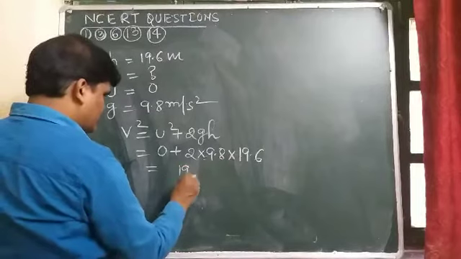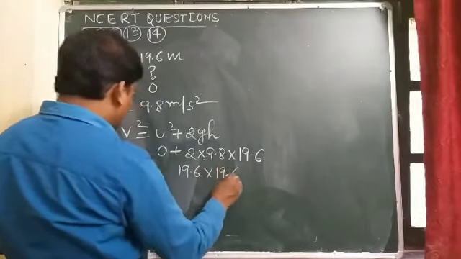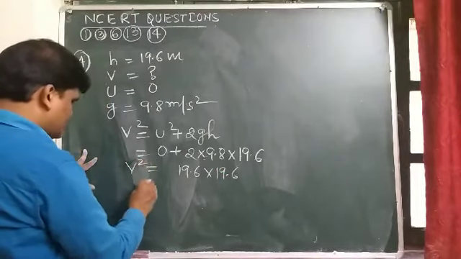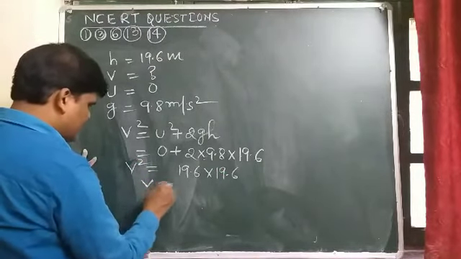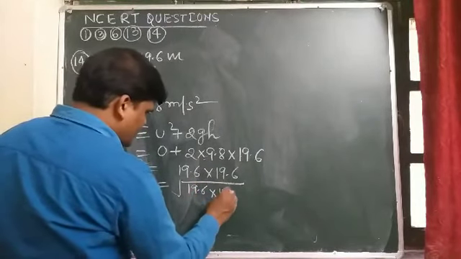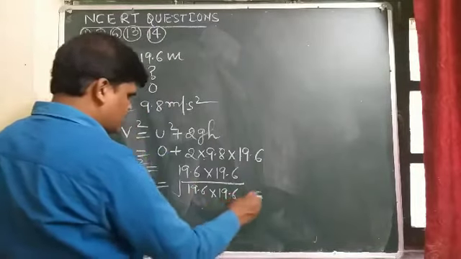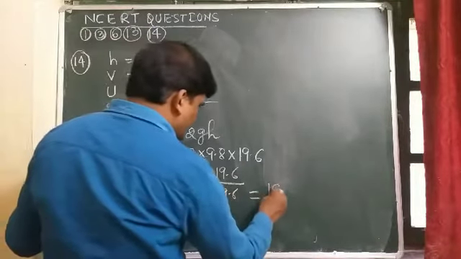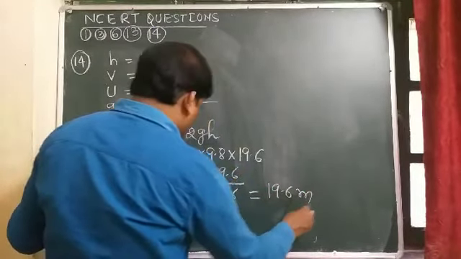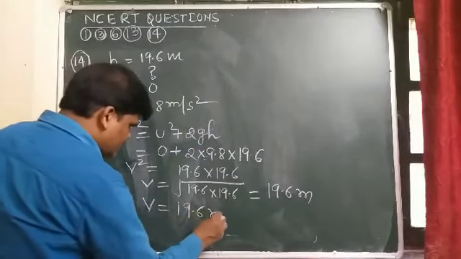And student, when it is multiplied, it again comes out to be 19.6 and 19.6. So here v square, so v can be written as root of 19.6 into 19.6. Solving this, 19.6 comes out from the root. So velocity is 19.6.